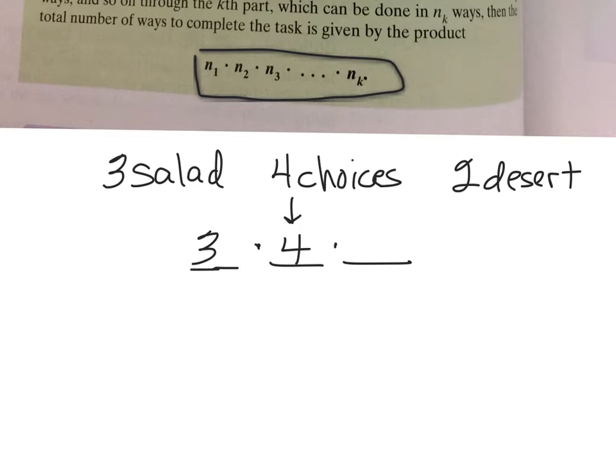So here, regardless of whether I choose roast beef, chicken, steak, or lobster tail, I still have 2 choices for dessert. So I'm still meeting the uniformity criterion. So obviously the number of meals that I could make would be 3 times 4 times 2, or 24.